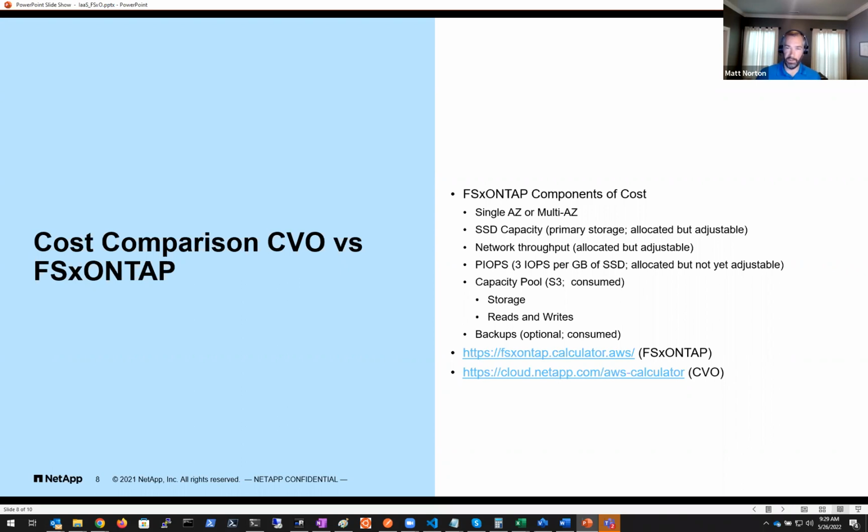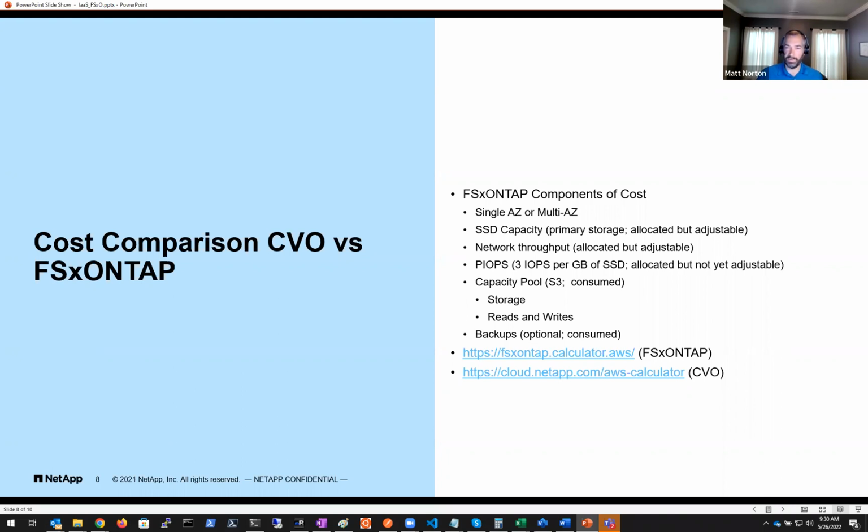Similarly, the network throughput. This is the throughput that you can drive to a given FSx ONTAP file system. It is also allocated but adjustable, and that scales from I think 128 meg to 2 gig per second currently. Initially there were only 3 options, but they've added a couple more. Again, allocated but adjustable to exactly what you need. It also integrates with CloudWatch, so you can easily see the throughput and the capacity that you're actually using at any given time, historically, whatever. It's easy to tell what you use and where you need to go.